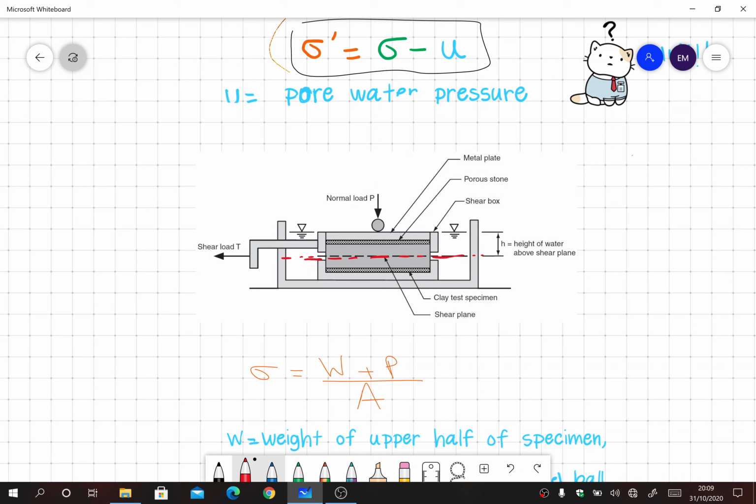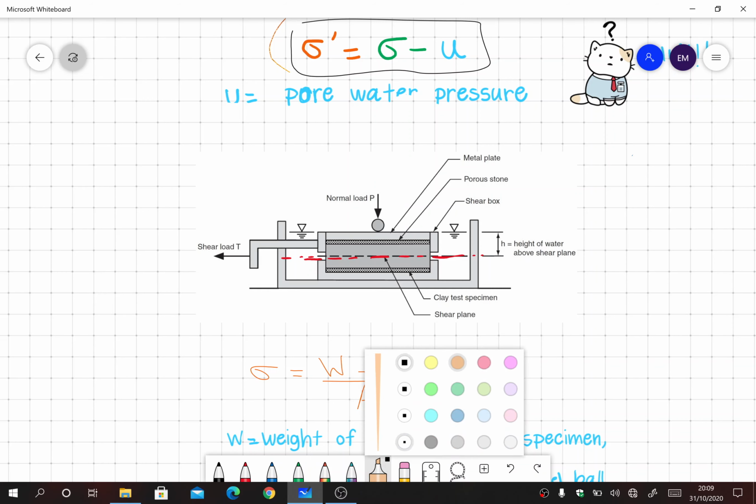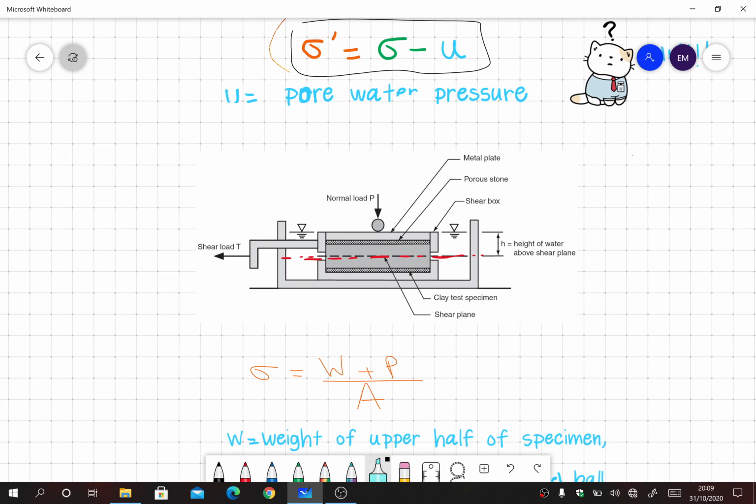It is also important to note here that in this case our soil specimen is submerged. To highlight that, I will submerge that with this blue color. So you see here this whole portion, that means this whole container, is filled with water. So this hole is filled with water.